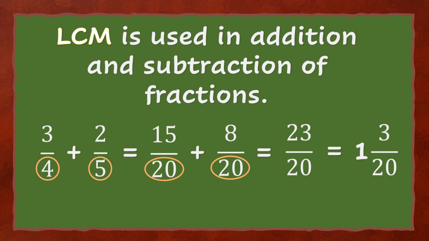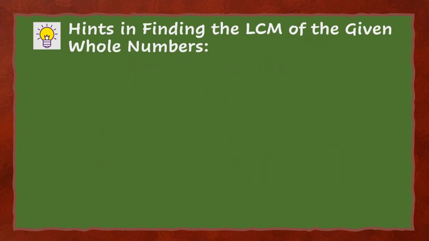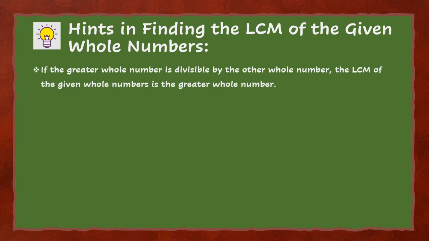LCD, least common denominator. I will give you some tips or hints in finding the LCM of the given whole numbers. Tip number 1. If there are two numbers and the other number is divisible by the smaller one, then that greater number is the LCM of the given whole numbers. For example, 48 and 96. 96 is the LCM of 48 and 96. Take note, 96 is divisible by 48.